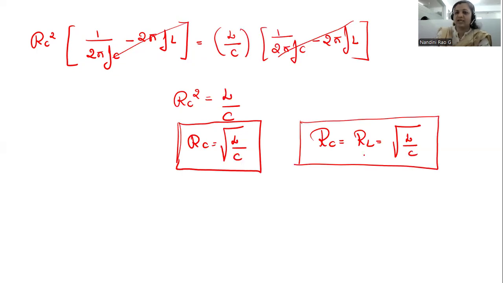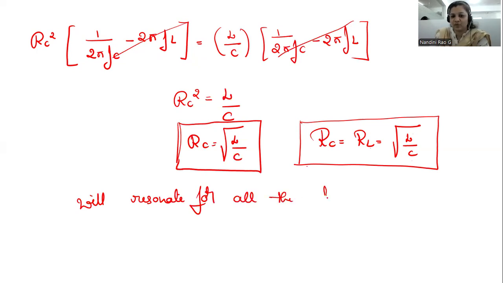So in case RC or RL is equal to root L by C, this particular network will resonate for all frequencies. Please remember, there will not be any single resonant frequency when RC equals RL, because this circuit resonates for all frequencies. That's what we were supposed to find from this numerical. Hope you understood. Thank you.